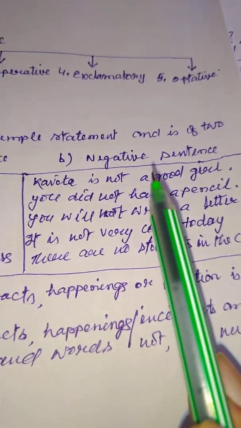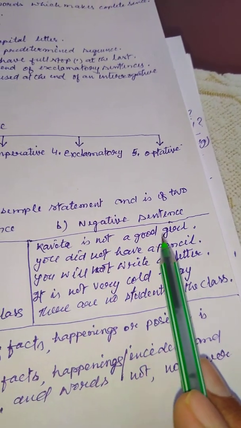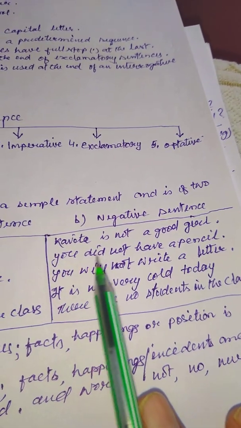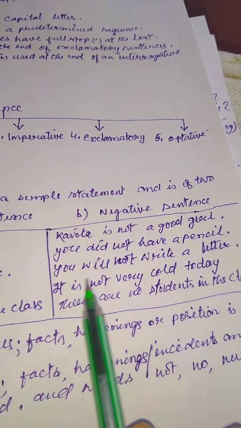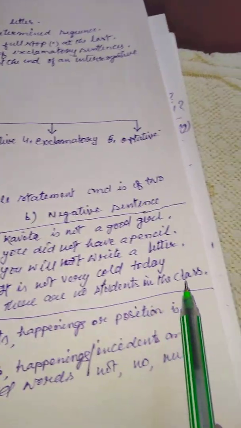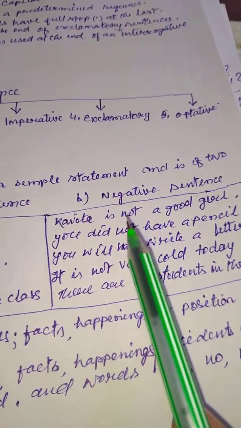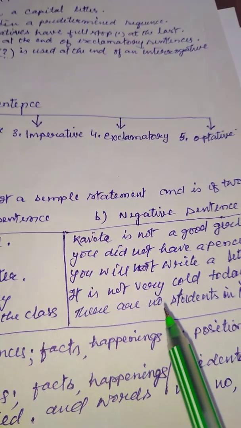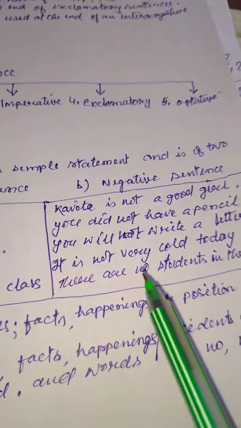Now let's come to the negative side of the sentence. We have mentioned here, कविता इज नॉट ए गुड गर्ल, कविता एक अच्छी लड़की नहीं है। सेकंड वन, यू डिड नॉट हैव ए पेंसिल। Third one, you will not write a letter. It is not very cold today. There are no students in the class. In these sentences, you might have observed that we have used not or no. And another word, neither, can also be used to form a negative sentence.